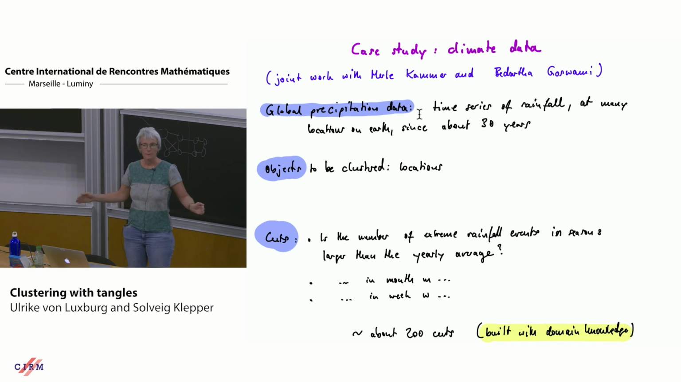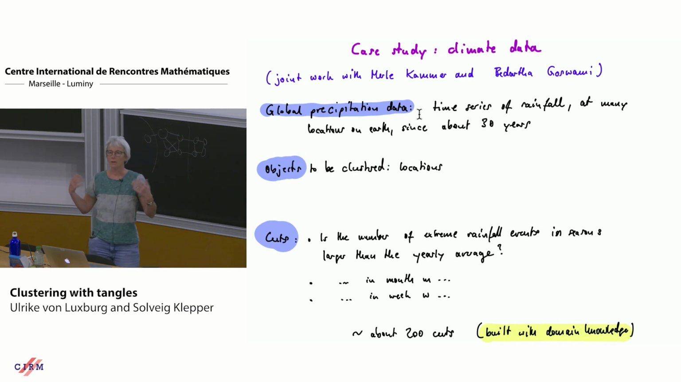So you have a time series. You have it at Lumini, and you have it at Marseille, and you have it at Nice, and you have it at 40,000 locations on Earth for 30 years. So this is the data to start with. And now climate scientists look at this data and want to identify interesting structure. Of course, they know already a lot, but that's the starting point we had.